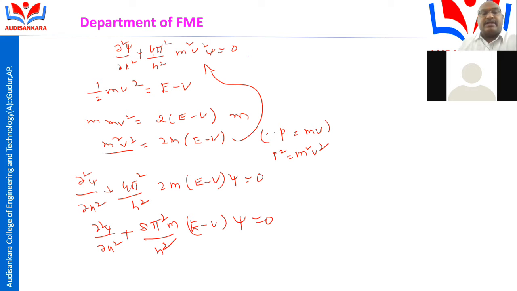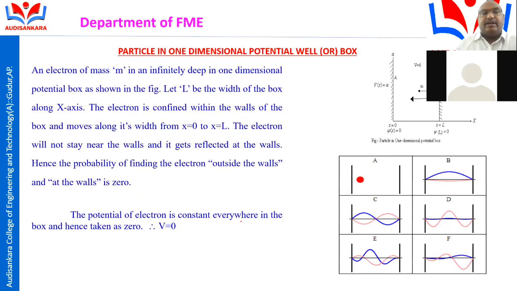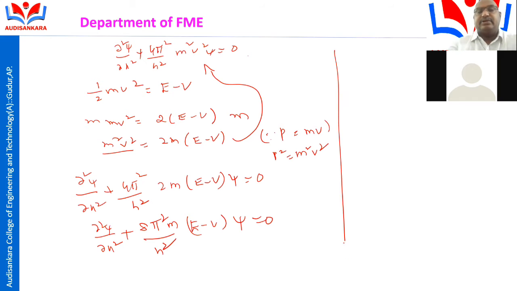The Schrödinger's time independent wave equation for three dimensions is, for example, dou square psi by dou x square plus dou square psi by dou y square plus dou square psi by dou z square plus 8 pi square m by h square, E minus V into psi is equal to 0. That is known as the three-dimensional Schrödinger's wave equation.